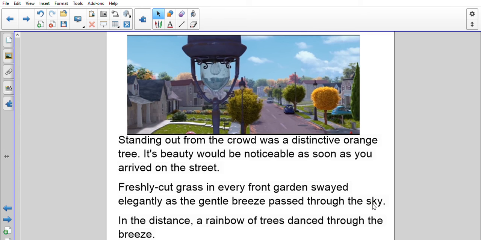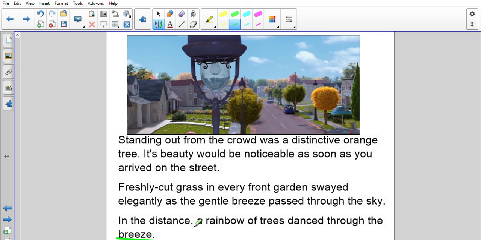Okay, so here are a few of the sentences that I've written. This isn't my paragraph, it's just a few sentences that I wrote to help you out. So standing out from the crowd was a distinctive orange tree. Its beauty would be noticeable as soon as you arrived on the street. So I've got my ing starting there. Freshly cut grass in every front garden swayed elegantly as the gentle breeze passed through the sky. In the distance, a rainbow of trees danced through the breeze. I've got an example there of my personification.